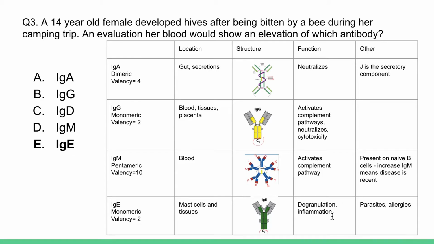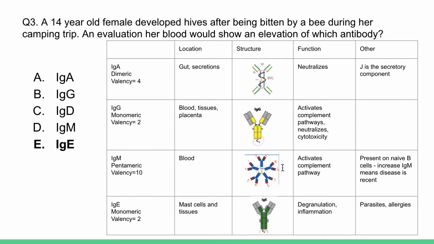So when you get a bee bite, you see that redness, it swells up, it's hot, it's itchy, classic signs of inflammation. That's because mast cells are degranulating, releasing all that histamine. And let's look at the structure of an IgE. The valency of an antibody is how many antigen binding sites it has. So 1 and 2. IgE can bind 2 antigens, so valency is 2. However, it's a monomeric antibody.